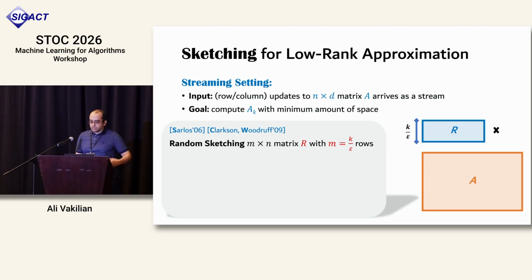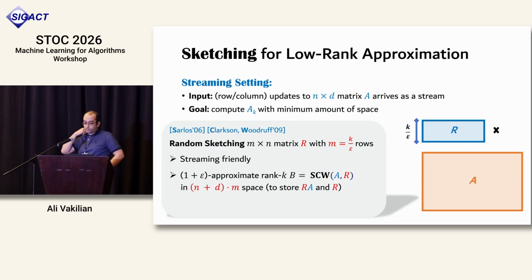And I mentioned this algorithm by Sarlos and Clarkson and Woodruff. What they do is as follows. They pick a random sketching matrix, and there are many different options for that. But let's say I pick some random matrix R, and the number of rows is usually k over epsilon. I guess the best is about that, k over epsilon. And as I mentioned, this is streaming friendly, since you can easily compute it over the stream.